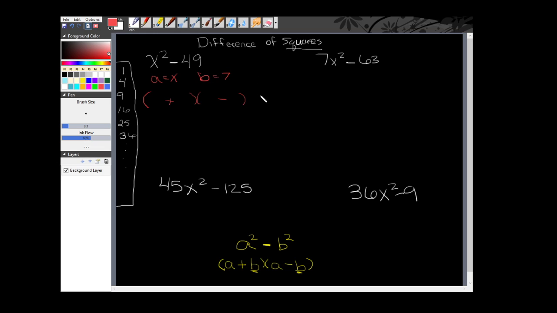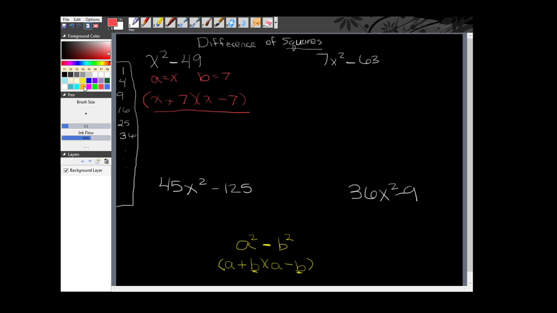Now to fill in my parentheses, wherever there's an a, which is in the front of each parentheses, I'm going to write the letter x. Wherever there's a b, which is the back of each set of parentheses, I'm going to write the number 7. And there we go. That is the fully factored form for a difference of squares.